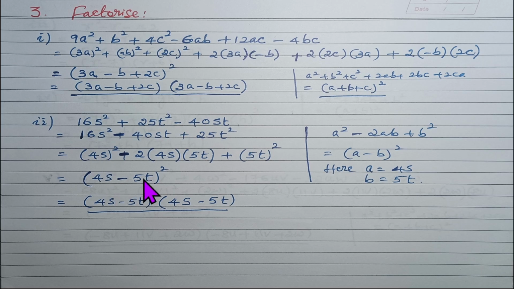So the answer is (a minus b) whole square. A is 4s, so (4s minus 5t) whole square. The factors are 4s minus 5t and 4s minus 5t. That is the answer for that.